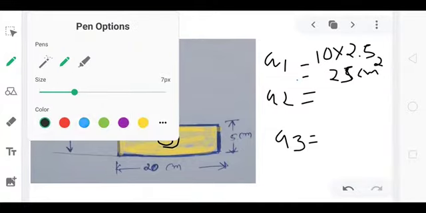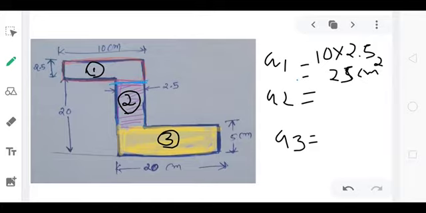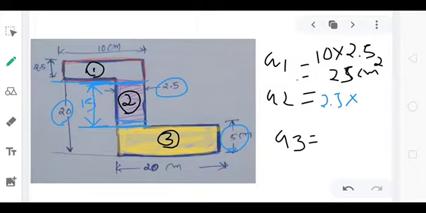Now what will be the area of second rectangle? So area of second rectangle will be this much height multiplied by the thickness. Thickness is given 2.5. So 2.5 multiplied by what will be this height? So this total height is given 20 and this thickness of section is given 5. So this will be 20 minus 5, so it will be 15. So 2.5 multiplied by 15, so it will be 37.5 centimeter square.